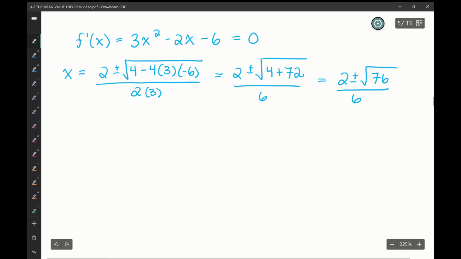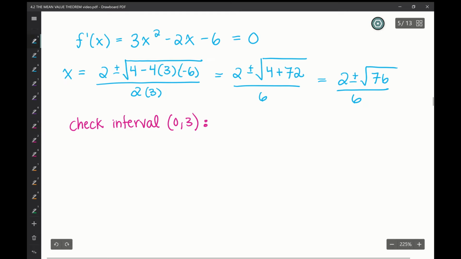We need to check to make sure that these numbers are actually in our interval. So we need to check to make sure that these are actually on that interval from 0 to 3.